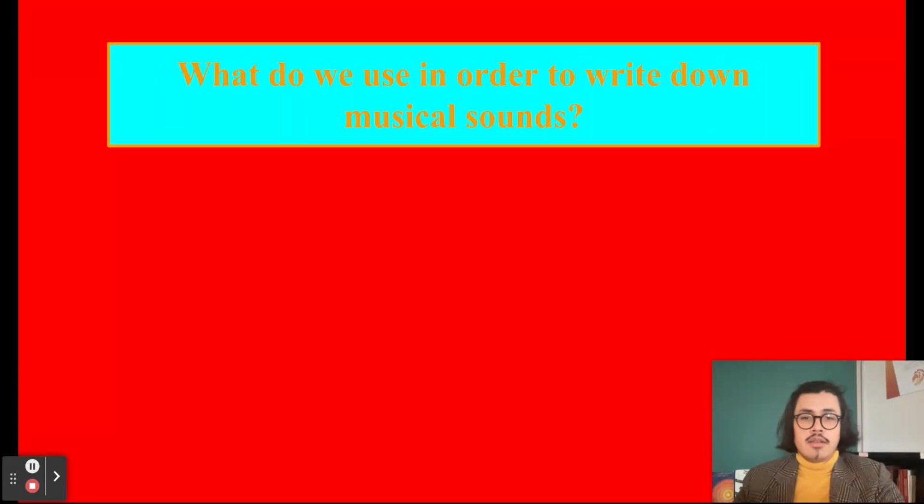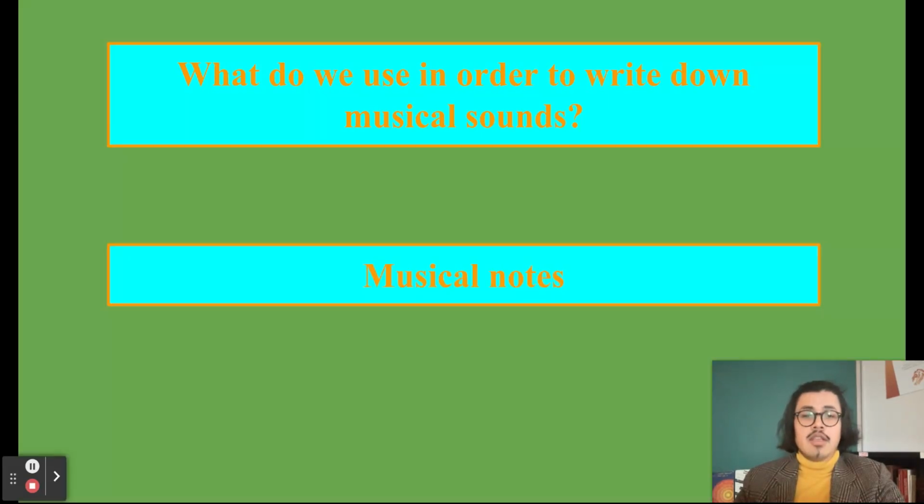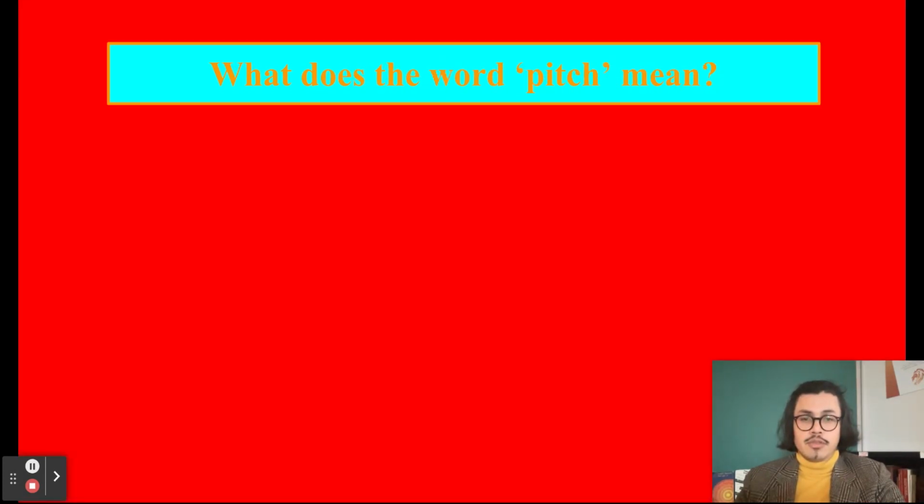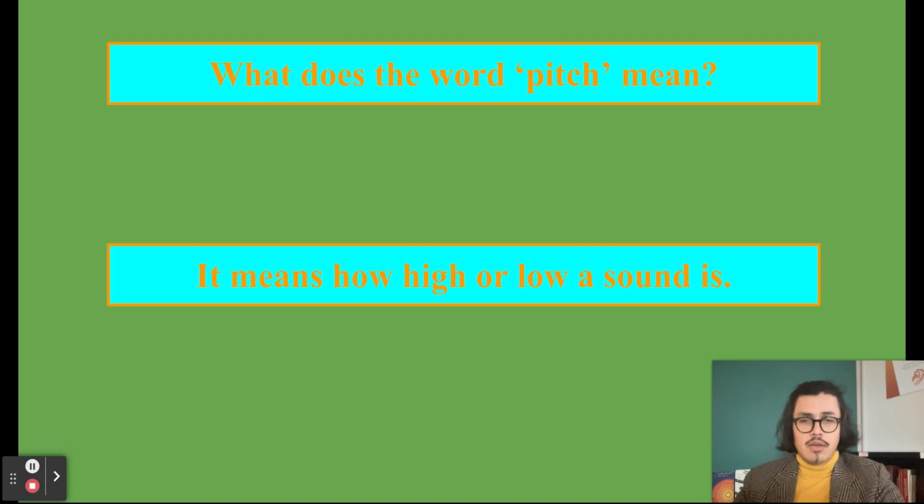And here's what we use to write down musical sounds. Do you remember what that is? Yes, musical notes, not letters, right? We use musical notes in order to write musical sounds. And what is pitch again? Right, it's how high or low a sound is.